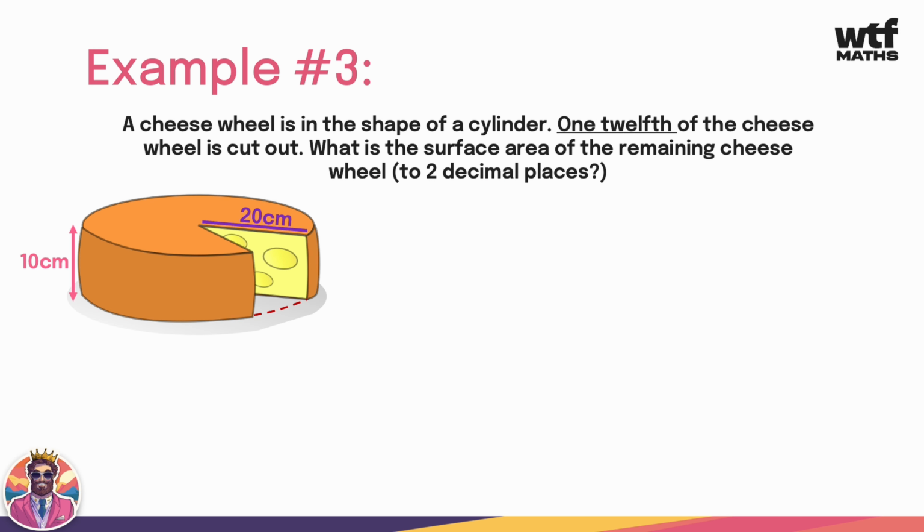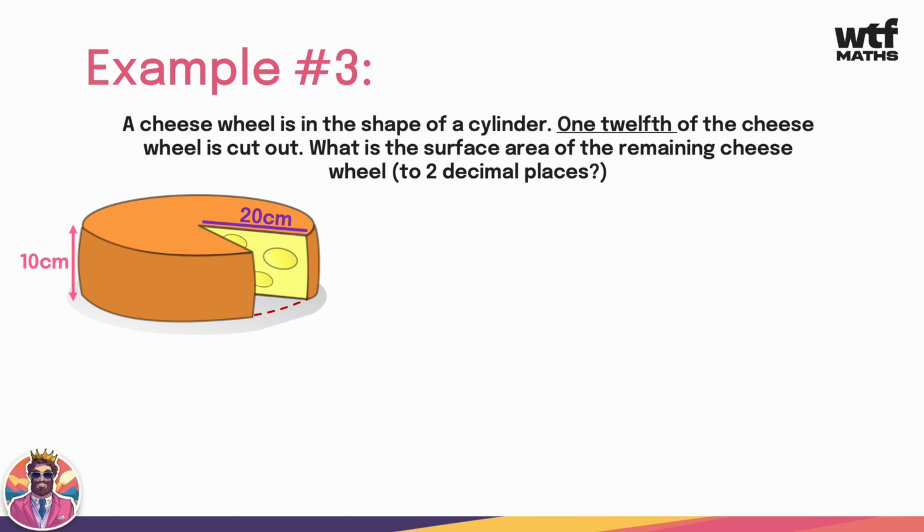Okay, let's look at our tricky example here. So a cheese wheel is in the shape of a cylinder. 1/12 of the cheese wheel is cut out. What is the surface area of the remaining cheese wheel to 2 decimal places? So if we look at the diagram, we've got a cheese wheel that has a height of 10 centimeters and a radius of 20 centimeters. And we know 1/12 has been cut out, which means we have 11/12 left over. So we're going to be using that fraction 11 over 12 quite a bit.